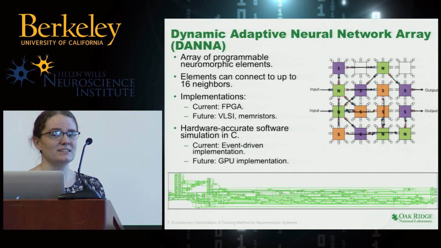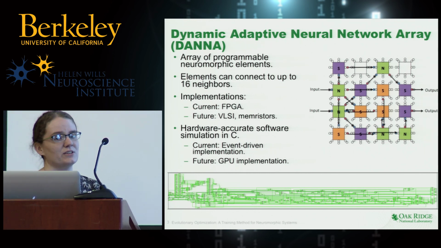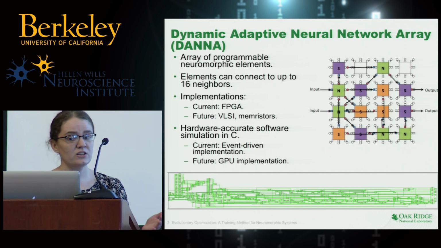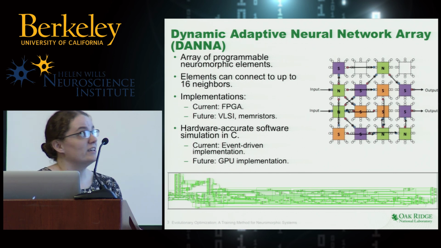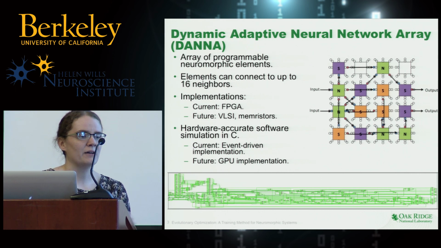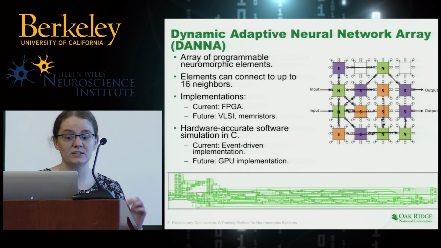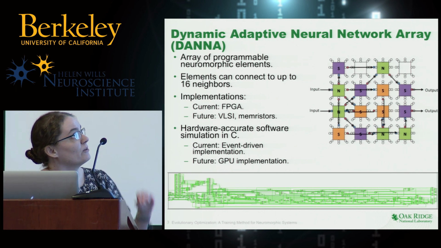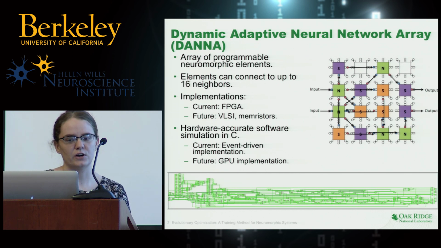One of the major differences in moving from NIDA to DANA is we have this restriction in connectivity. So any given element in our array can connect to up to 16 of its neighbors. We can form more long-range connections by chaining together synapses if we need to, but we've had success with just these 16 connections so far.